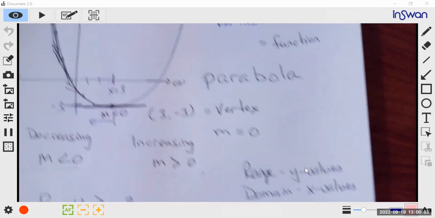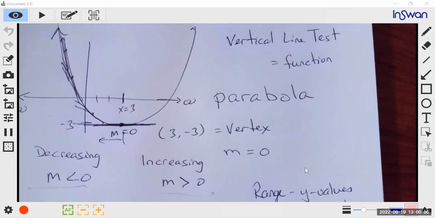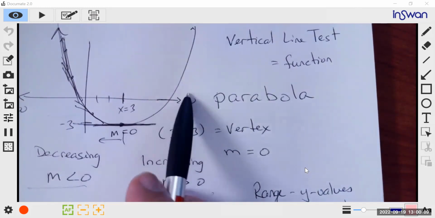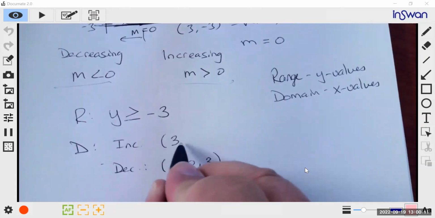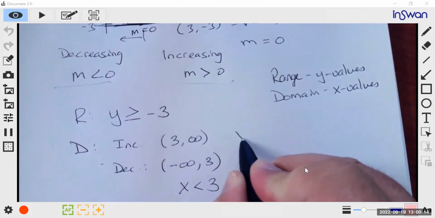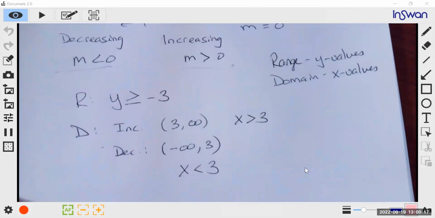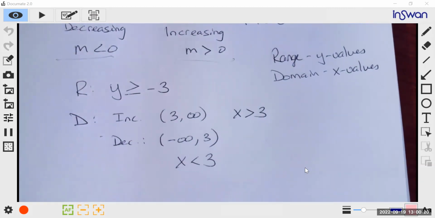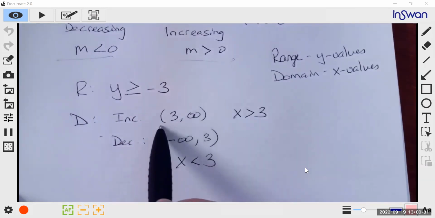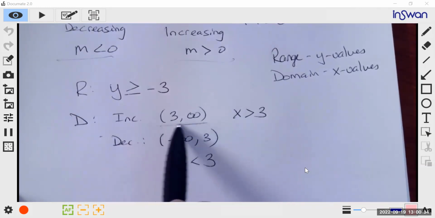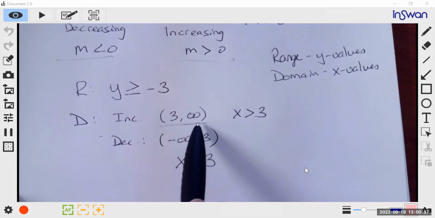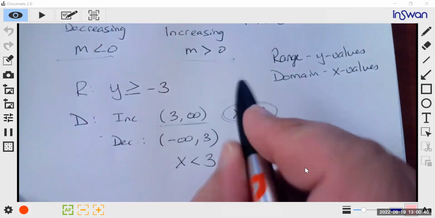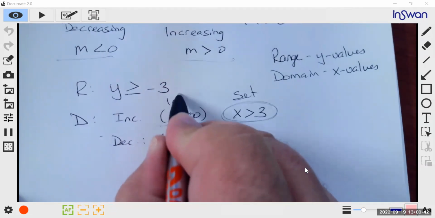Where is it increasing? From 3 to positive infinity, or x is strictly greater than 3. You have to be able to tell me in either one of these formats, the interval notation or set notation. Which one's which? What notation is this? Set notation has the inequalities. Interval.